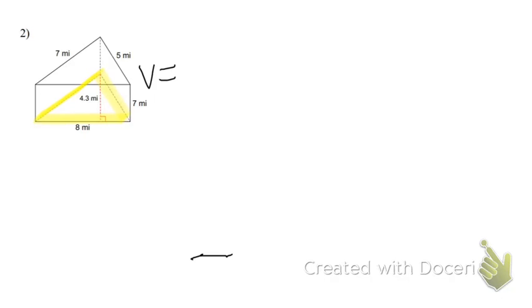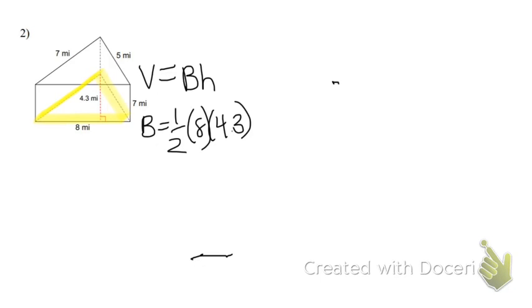Capital B times H, and B in this case is the triangle. So it's 1/2 of base times height of the triangle, which is 8 times 4.3. Half of 8 is 4, and 4 times 4.3 is 17.2. That's just the area of the triangle. The height of the prism is the distance that connects the two triangles. So the height is 7.